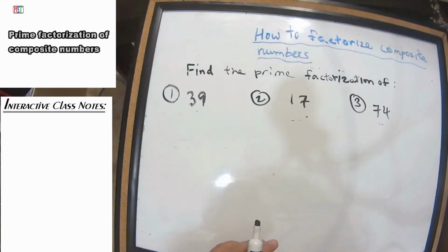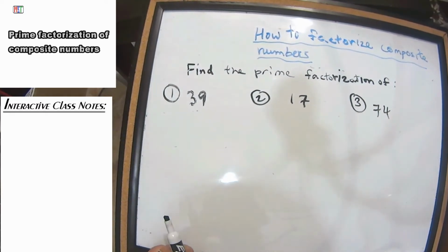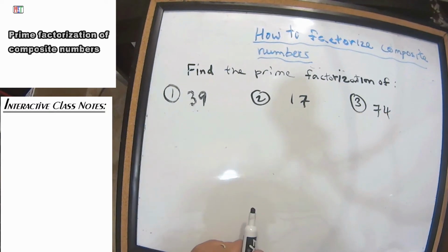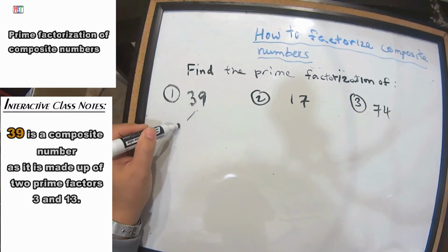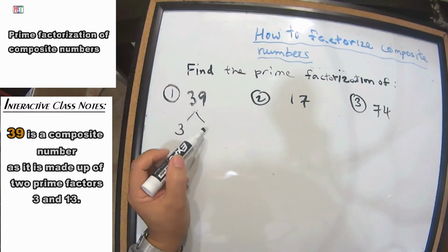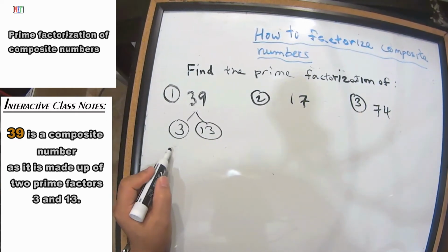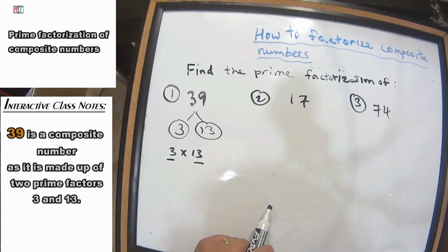Do some questions. Okay, we have 39, 17, and 74. Let's determine whether each is a composite number or a prime number. Okay, if it's a composite number, what are the prime factors that it's made out of? Okay, so let's look at 39 here. 39 is not a prime number, rather it's a composite number because notice here 3 can divide into 39 as well as 13. So 3 and 13 are the prime factors because 3 can divide into 39 as well as 13. So we have 2 prime factors of 39.